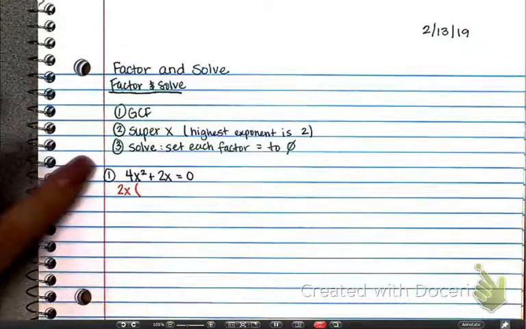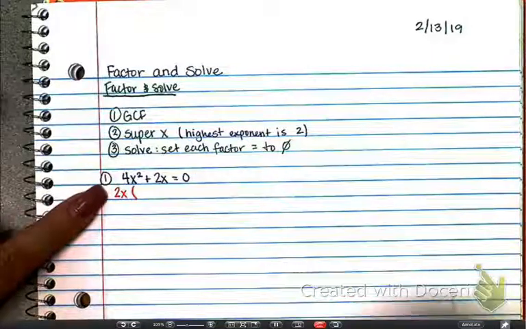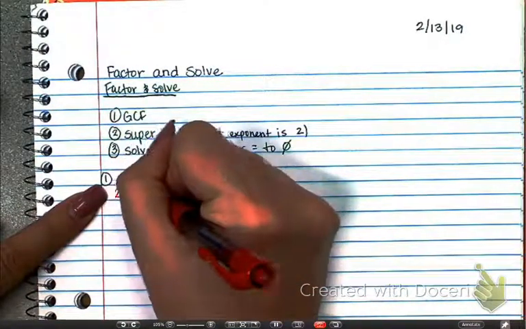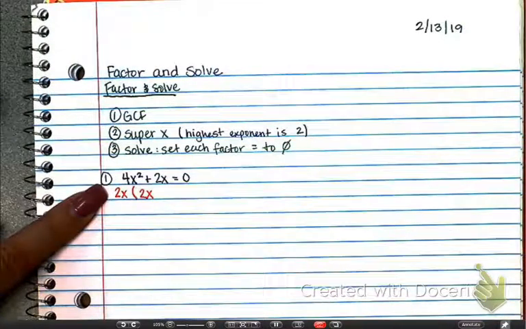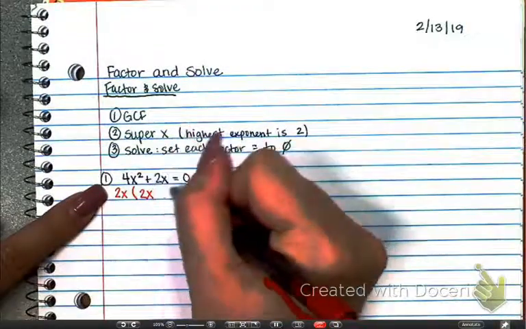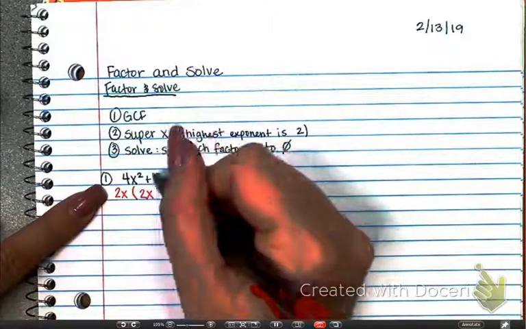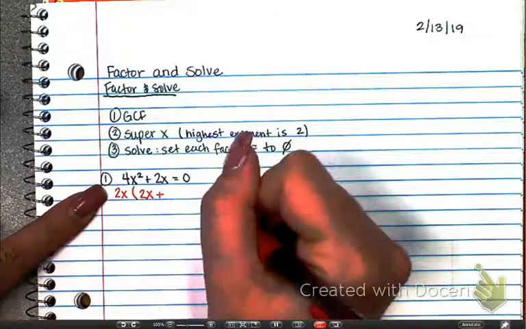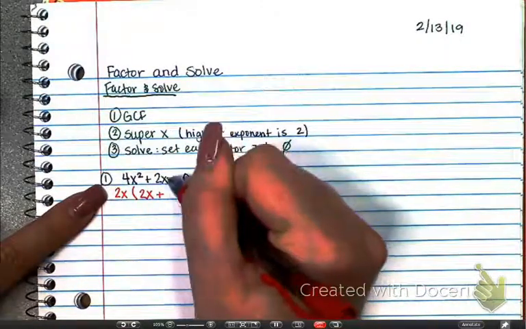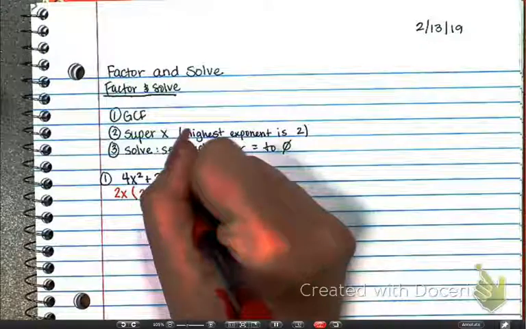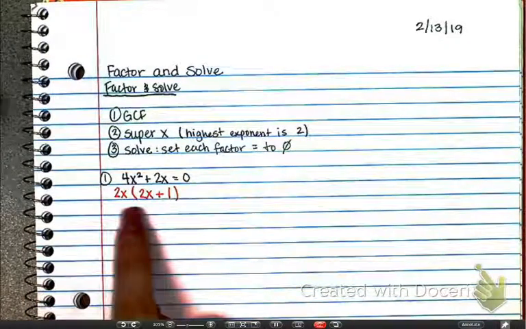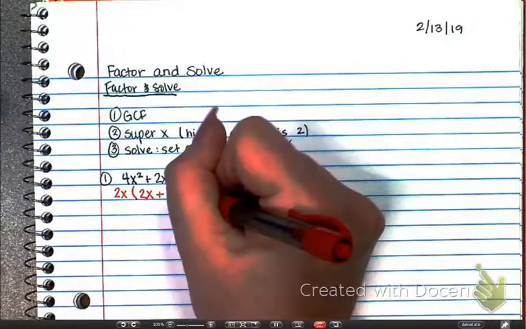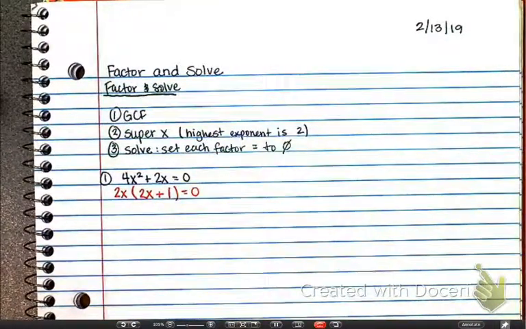What's left over? So 4 divided by 2 is 2. I had 2 x's. I took 1 out, so I have 1 left. And then what happens when I take out everything? What's left? I can't just leave nothing there because then when I multiply it back in, that term goes away. So what do I have left if I take everything out? A 1. Because remember, if you distribute it back in, 2x times 2x is 4x squared. 2x times 1 is 2x. And that's still set equal to 0.